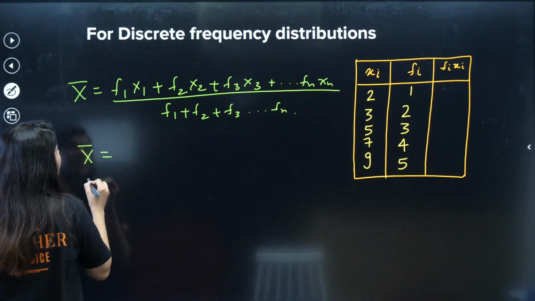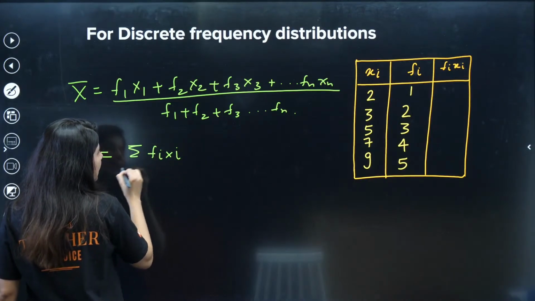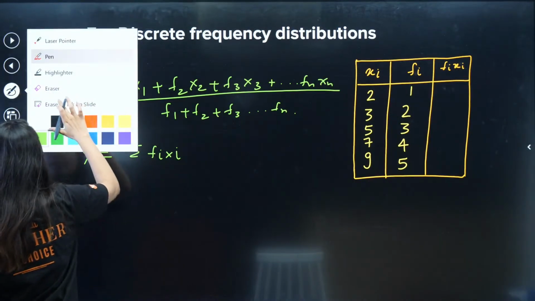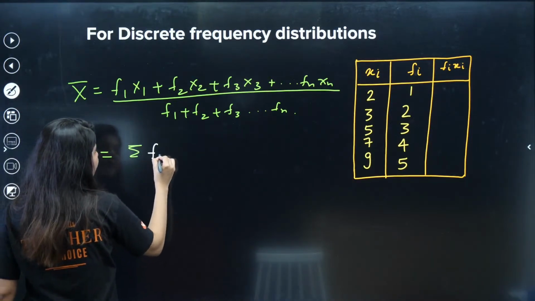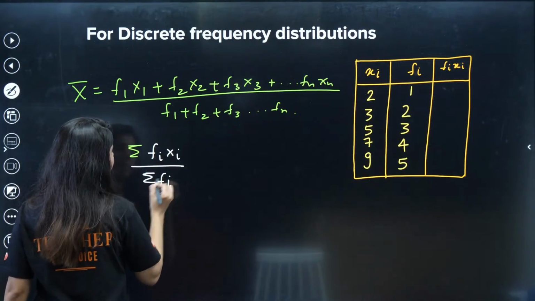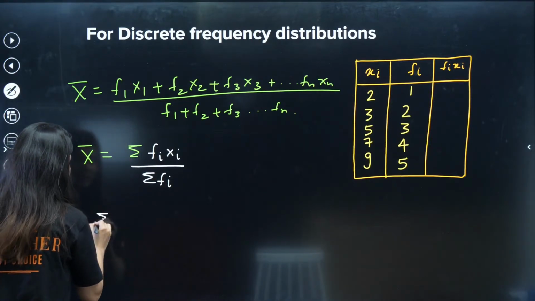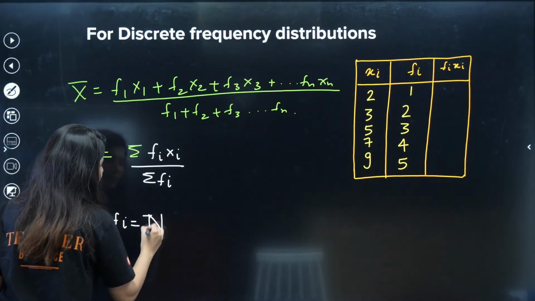Whole upon all the frequencies, f1 plus f2 plus f3 and all the way up to fn, right? And x will be what? So sigma fi xi. Let me write it down properly. Sigma fi xi upon sigma fi. Right? This is the formula. Sigma fi is nothing but basically the total number n.